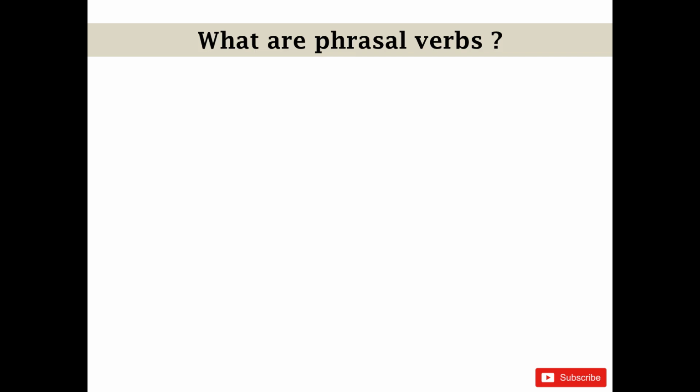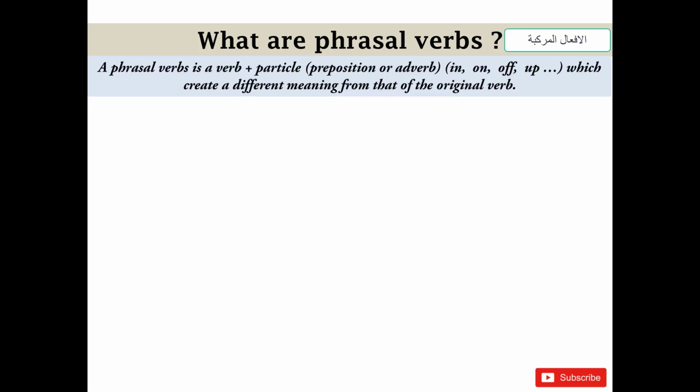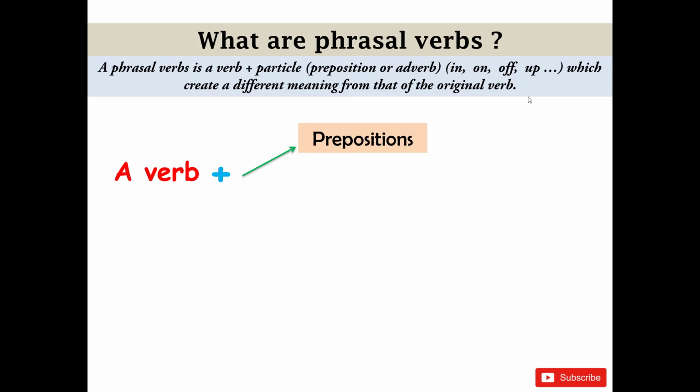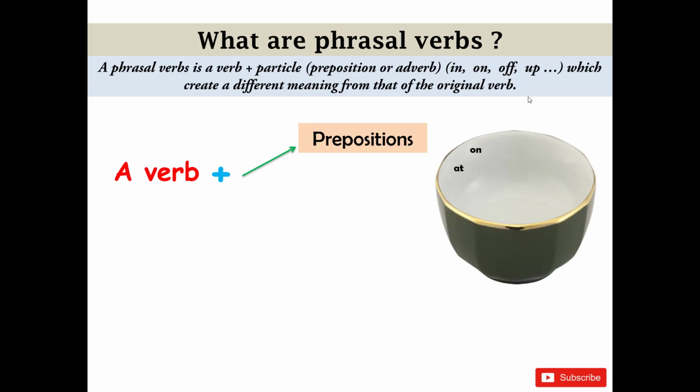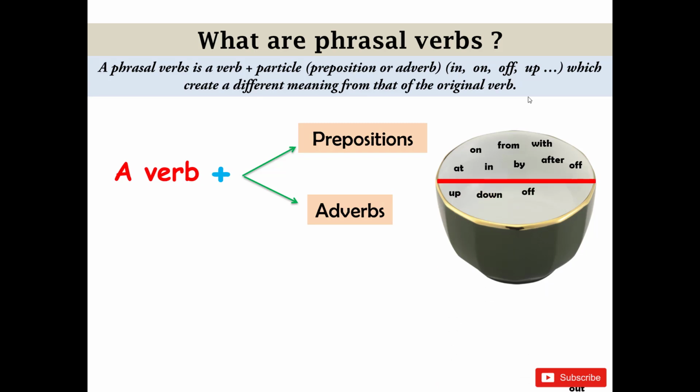So first, what are phrasal verbs? A phrasal verb is a verb plus a particle. A particle can be a preposition or adverb, in, on, of, at, which creates a different meaning from that of the original verb. A phrasal verb is a verb plus a preposition like at, on, in, from, by, with, after, of, or plus an adverb. For example, up, down, off, out, on, away, and back, and many others.